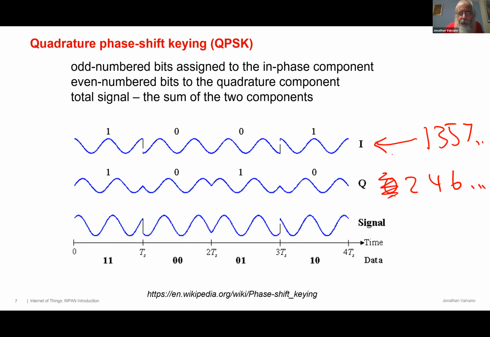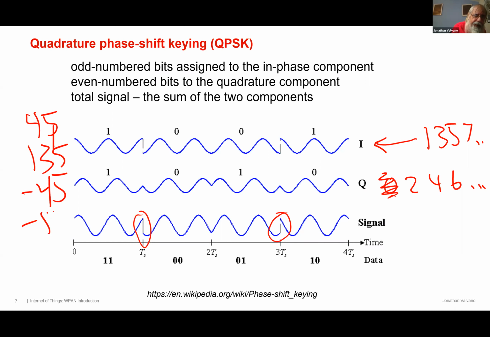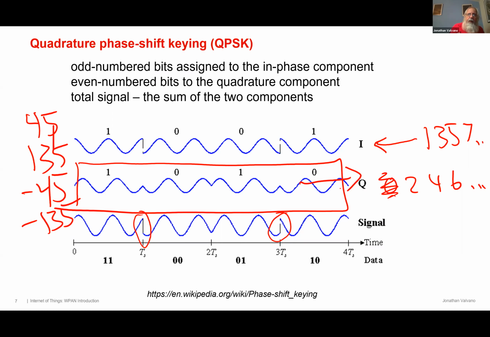So this must actually be bit 1 and bit 2 becomes 0, 1. But this has some very large discontinuities as you flip both bits at the same time. And so there was a trick to still use four phases, still use 45, 135, minus 45 and minus 135, but to shift this in time, such that if you're going to have two discontinuities, you don't have them at the same time.